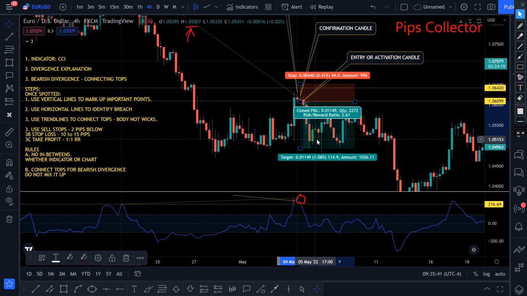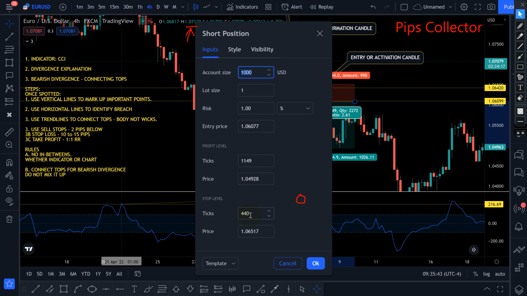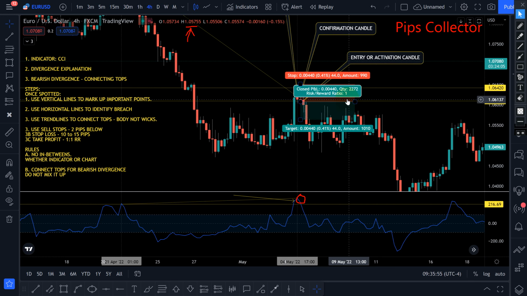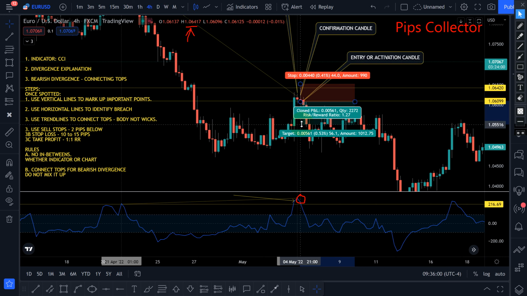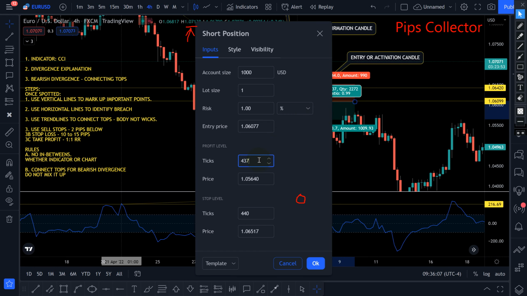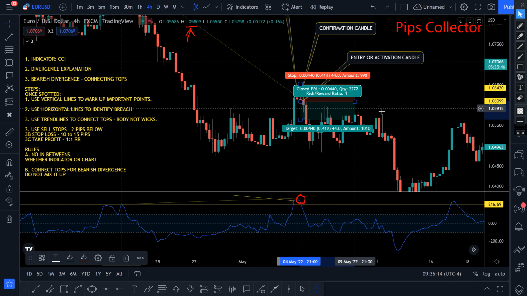Now let's put this 1:1. 1:1 means your stop loss, which is 44 pips, and your profit should be the same value. This is the easiest way I can do it, instead of us moving it up and down. You get 1 as in at the dot. What I mean is, instead of doing it like this, which will make us keep going up and down, just copy what is here, paste it here, and you get 1:1.